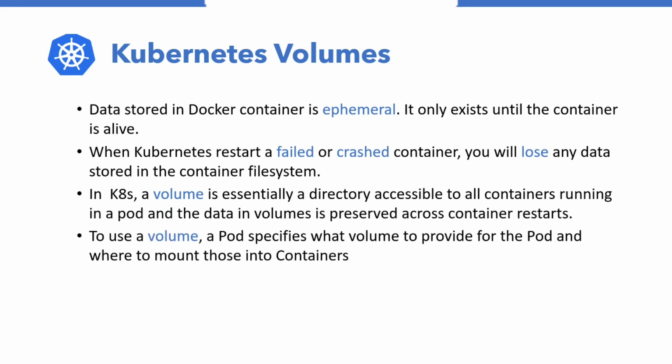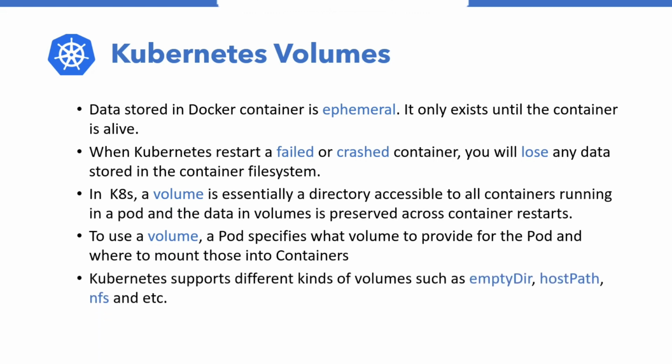To use a volume, a pod specifies what volume to provide for the pod and where to mount those into containers. Kubernetes supports different kinds of volumes such as emptyDir, hostPath, NFS, and some other volume types.